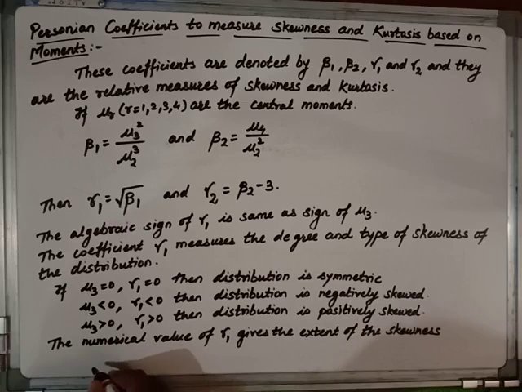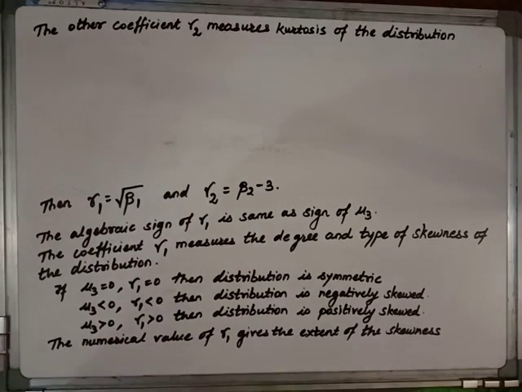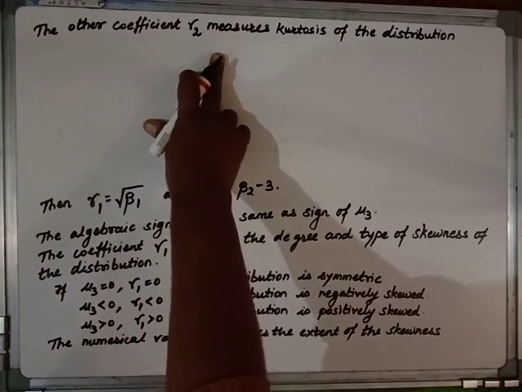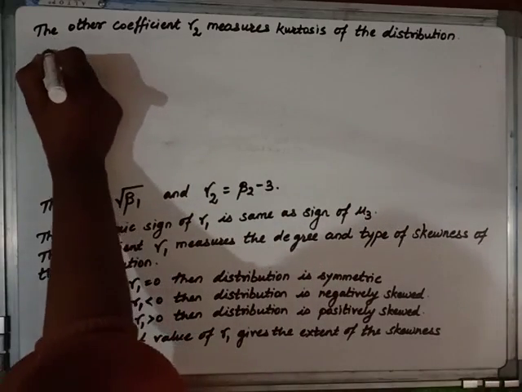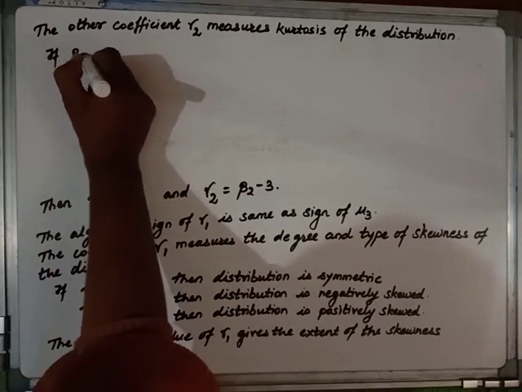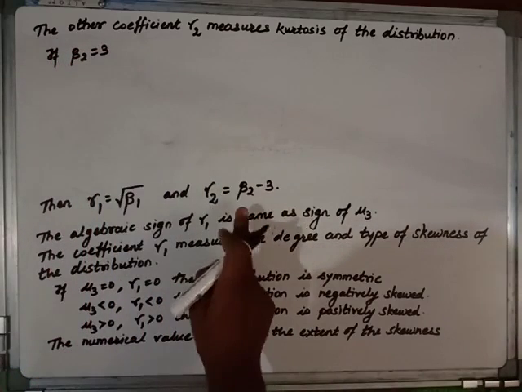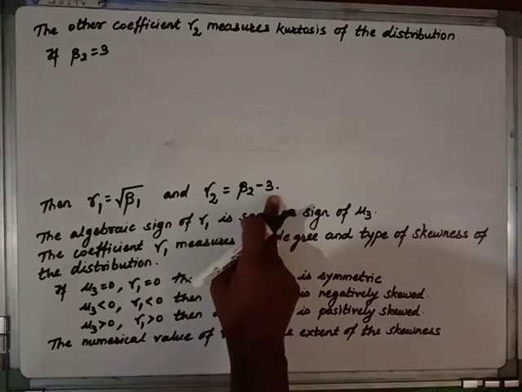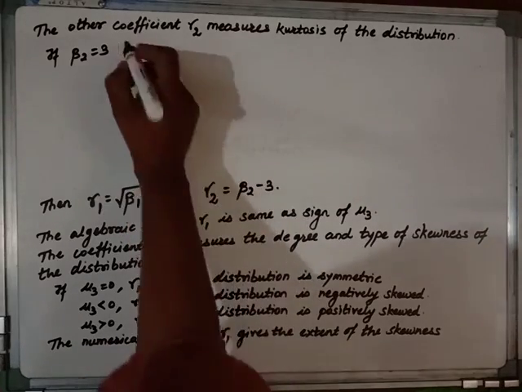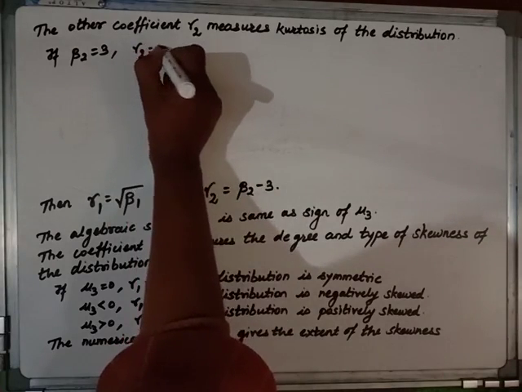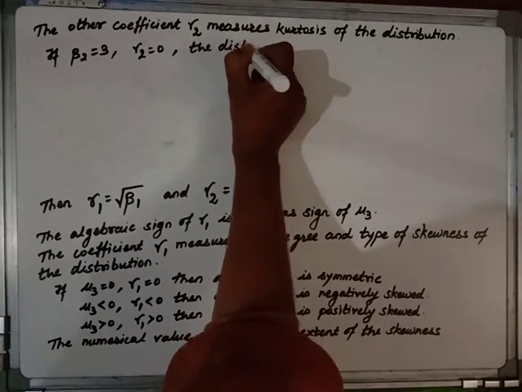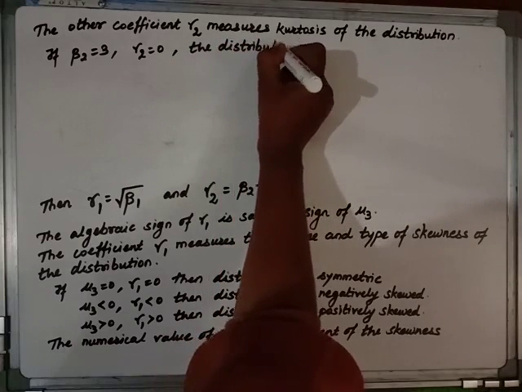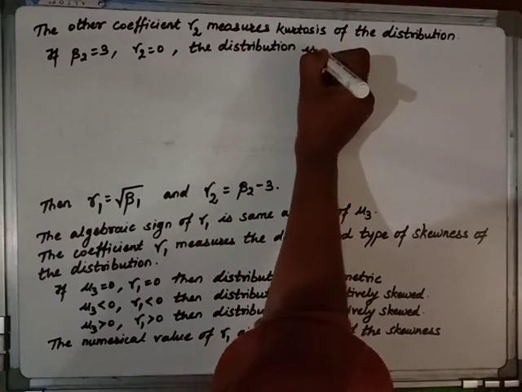The other coefficient gamma 2 measures the kurtosis of the distribution. Now let us see that part. So how does it? Let us see. If beta 2 is 3, then 3 minus 3 will be 0, meaning gamma 2 is 0. Therefore, the distribution is mesokurtic.